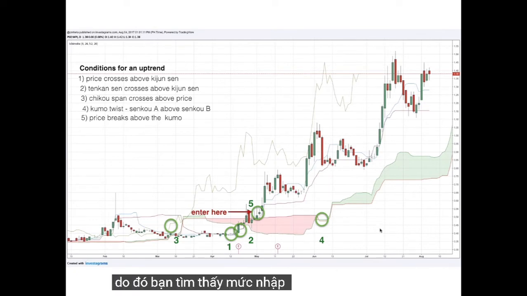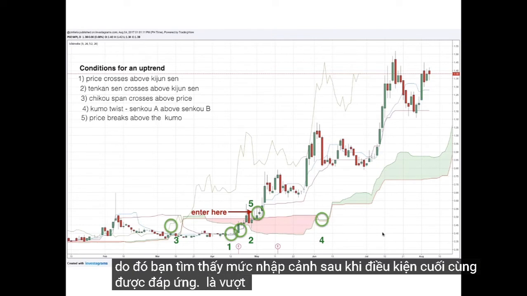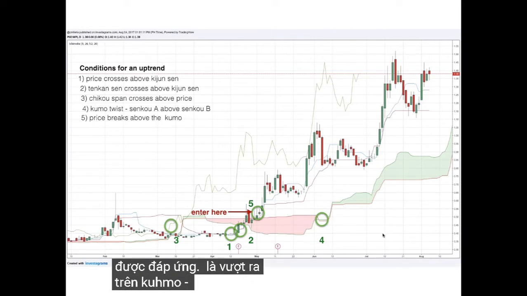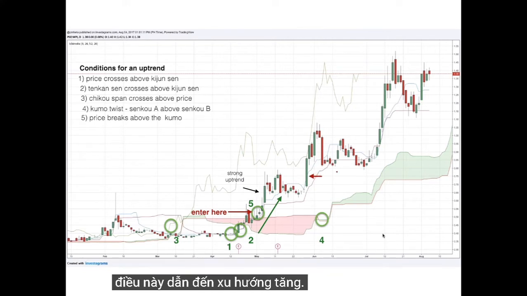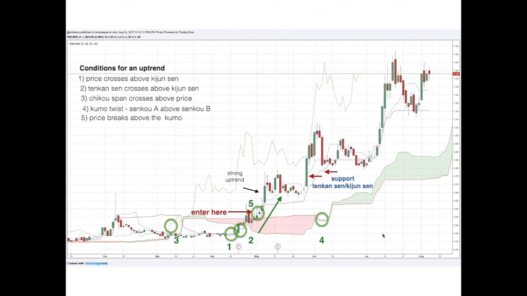So you find an entry level once the last condition was met, which is the breakout above the Kumo. So this is your entry level. This results in an uptrend. We find a strong trend, and your support levels are the Tenkan-sen and the Kijun-sen lines.